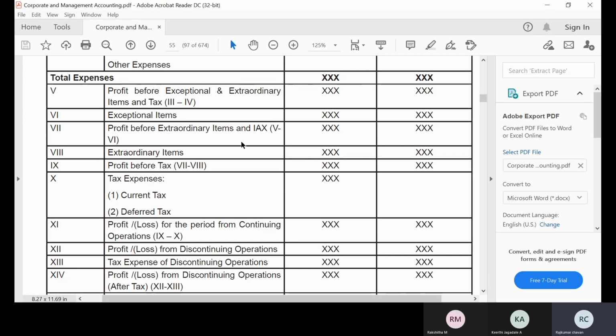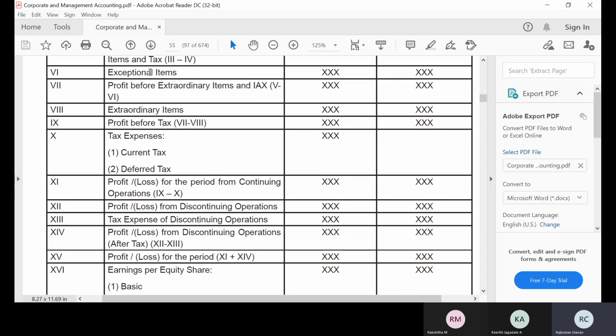Then profit before extraordinary items. Then extraordinary items, and once again profit before tax will come. What is profit before tax? 7 minus 8. So what is the 7 here? Profit before extraordinary items. Then minus what? This one, 8, extraordinary items, you need to subtract, then you will get profit before tax.